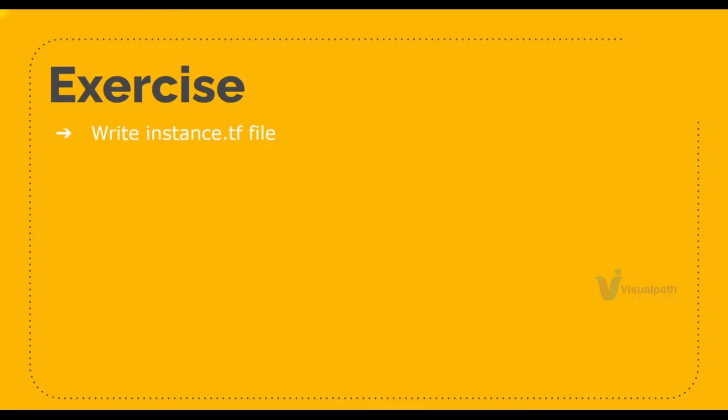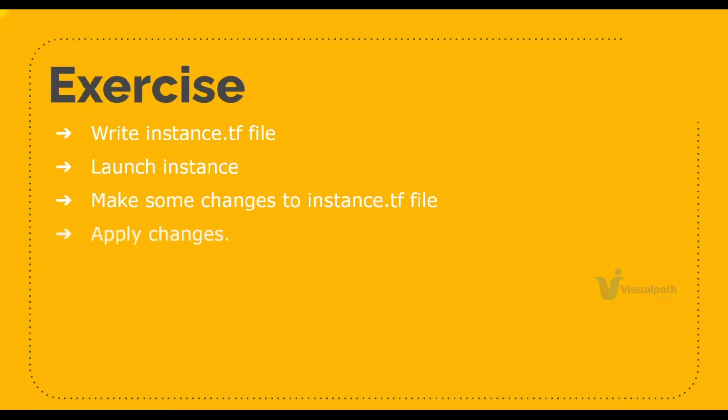We'll write an instance.tf file. Okay, Terraform files end with .tf. We're going to execute it, launch the instance. Then we'll make some changes to those instances. And then we're going to apply Terraform again. And we'll see how Terraform maintains the state. If your EC2 instance is not in the state as defined in your file, then it's going to reapply the changes. Okay, then what are you waiting for? Let's get started with Terraform.